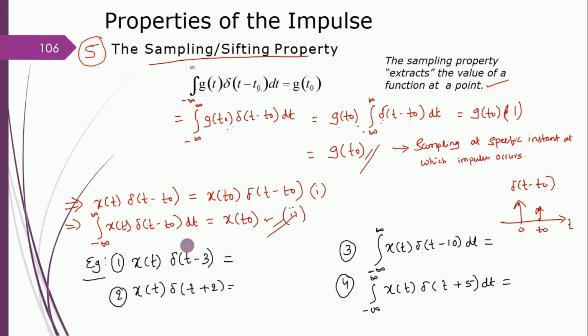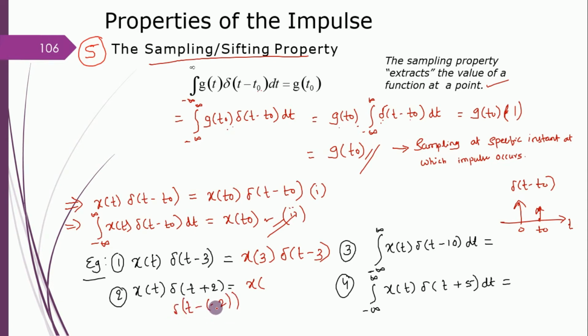So to illustrate it, I have taken a few more examples here. Please consider here, x of t into delta of t minus 3 will result in, check the part 1 of property five, x of t delta of t minus t naught. In place of t naught, I am having 3. So just write it as x of 3 delta of t minus 3. That's it, because I don't have integration here. Similarly here, x of, it is nothing but t minus of minus 2.